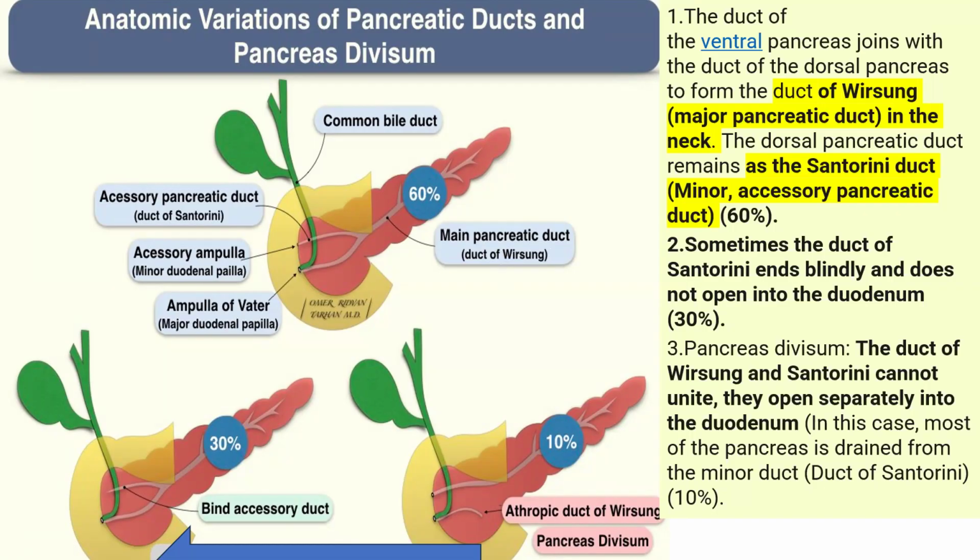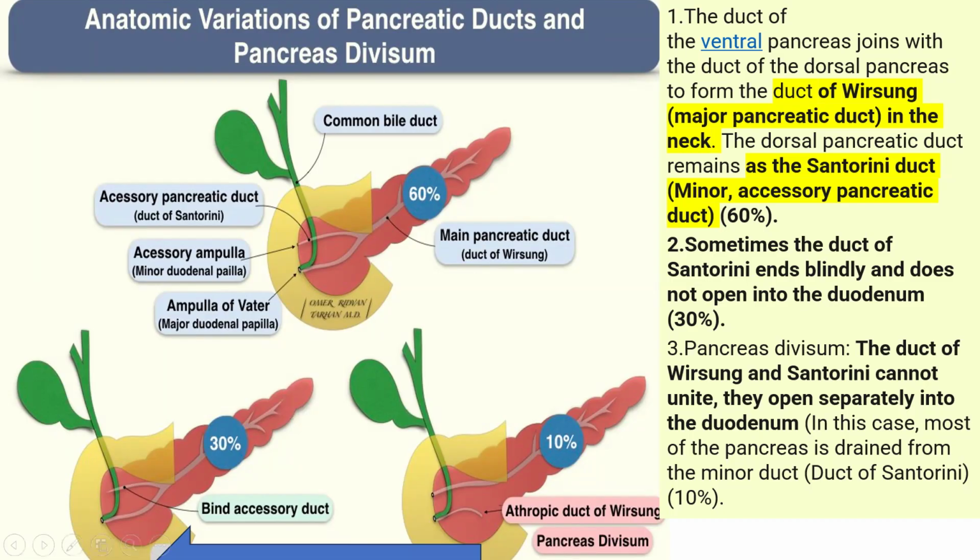The dorsal pancreatic duct remains as the accessory pancreatic duct and is known as the duct of Santorini, the minor accessory pancreatic duct. Few cases are given 60%, 30%, 10% chances. Sometimes the duct of Santorini ends blindly and does not open into the duodenum. Sometimes the minor accessory pancreatic duct does not open into the duodenum. So 30% of cases show a few anatomic variations seen in few individuals.